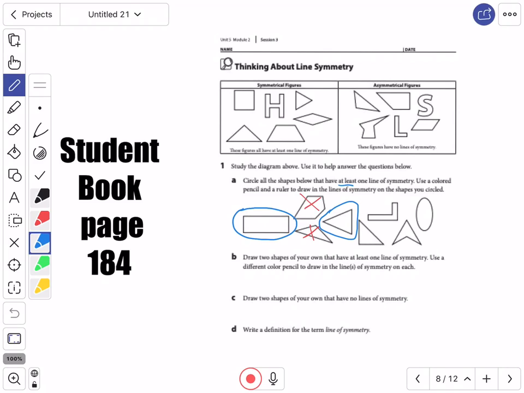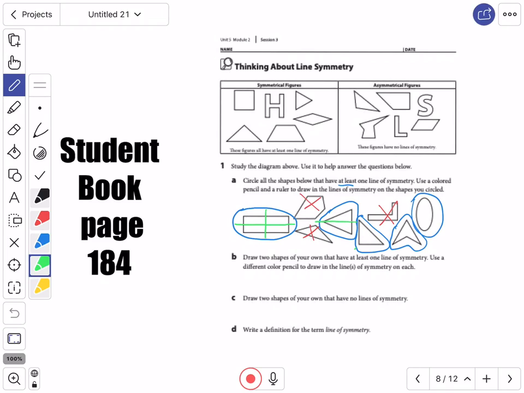Okay, so this one has symmetry. So I'm going to circle the ones that have symmetry first. This one does not, so I'm going to cross that one out. It does not have symmetry. This one also does not. This one right here has symmetry. This one right here has symmetry. This one does not. And these two do have symmetry.